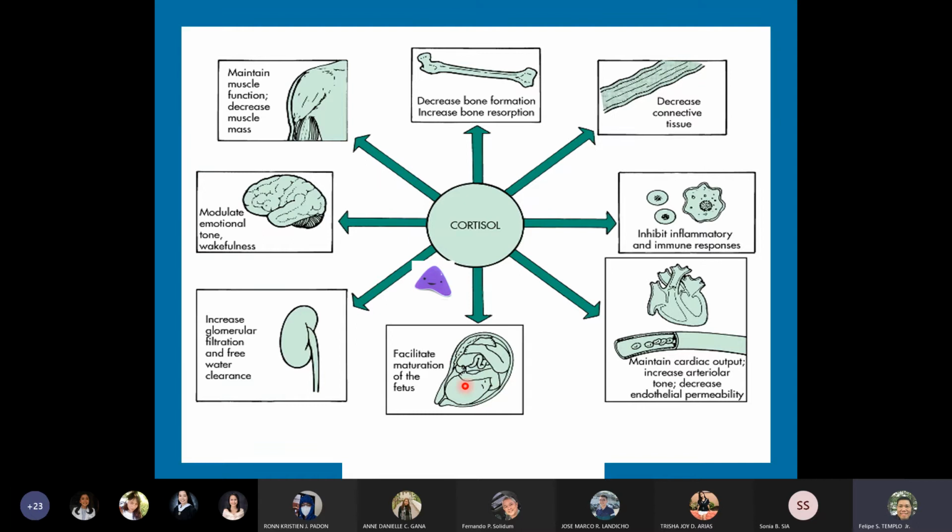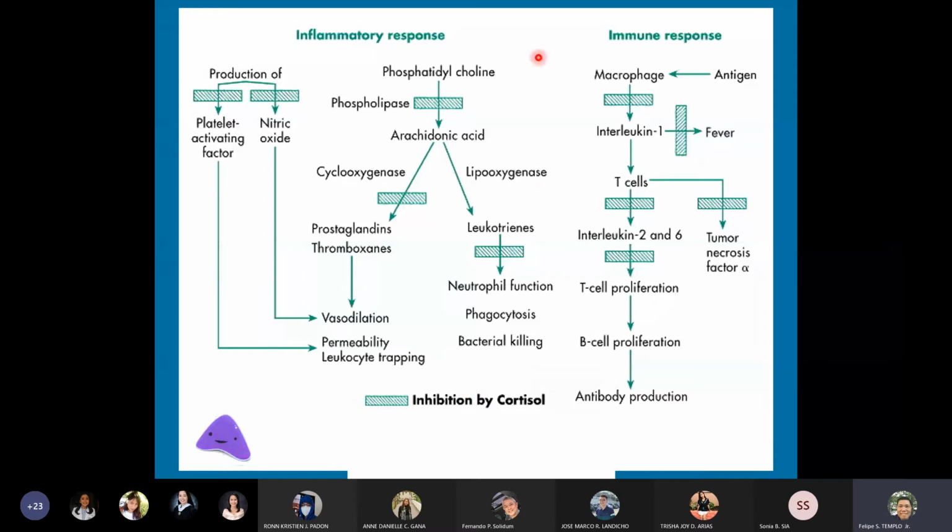So usually, immature or premature babies, you can give cortisol because it facilitates the maturation of the lungs in preterm infants. Now, just for this photo, this is how your cortisol suppresses your immune response.